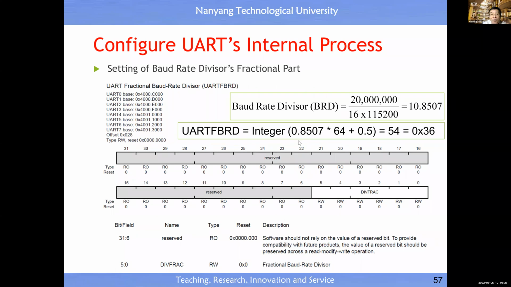Then how about the fractional divisor? For the fractional divisor, you must do this calculation, times this plus 0.5, and you get this. Then you write this number here. That's it. Again, you have another super room to house this data, the configuration data.